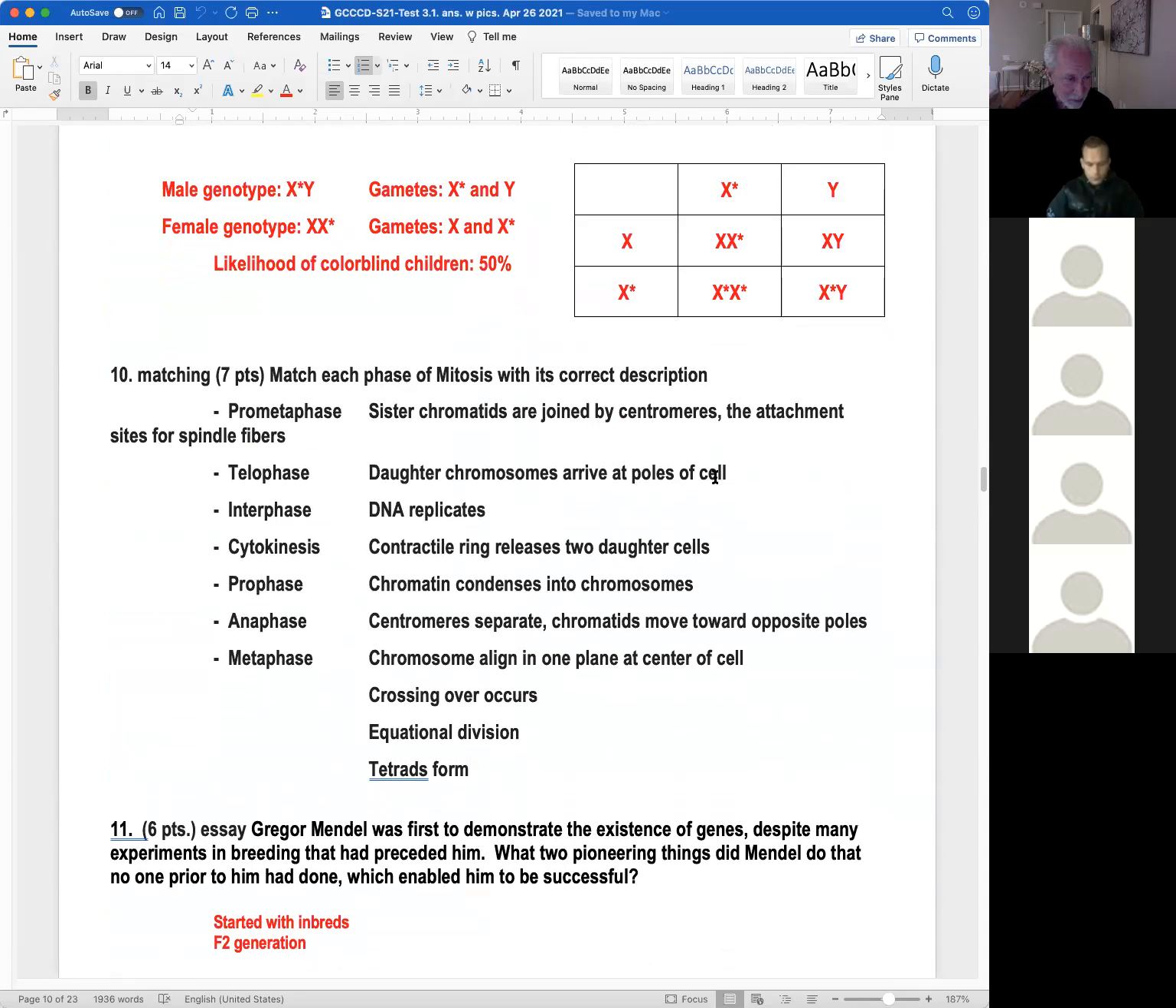Telophase, you arrive at the poles. Interphase, DNA replicates. Cytokinesis divides. Prophase, you get condensed chromosomes. And usually when there's a matching exercise, it involves the best choice of answer. That doesn't mean that any given answer is the only one. It's looking for the best one.